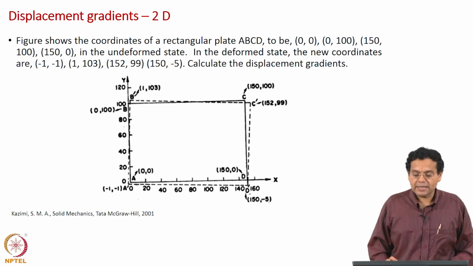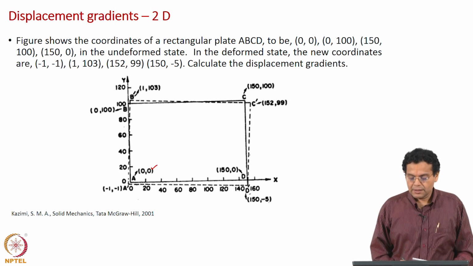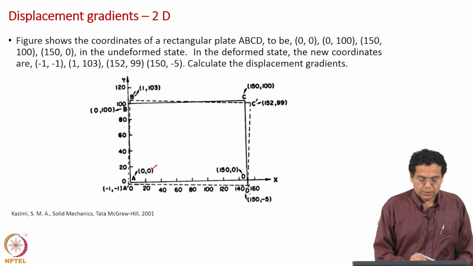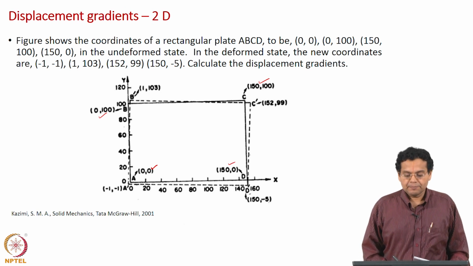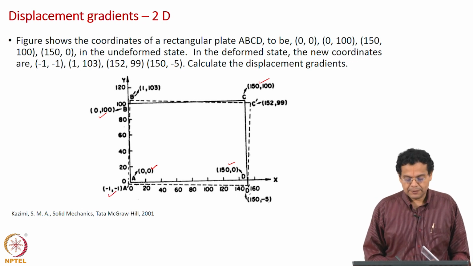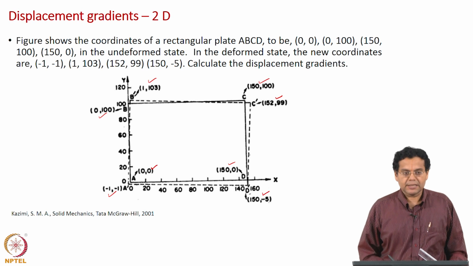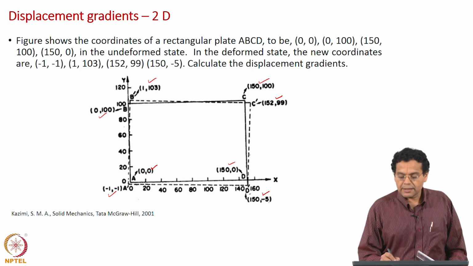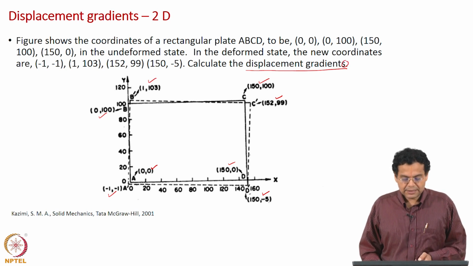Figure shows the coordinates of rectangular plate ABCD to be 0 0 and then 0 100 and then 150 100 and then 150 0, in the undeformed state. In the deformed state, the new coordinates are shown -1 and then 1 1 0 3 and then 150 to 99 and then 150 -5. We are asked to calculate the displacement gradients because 2D will have gradients. Let us see how we calculate.